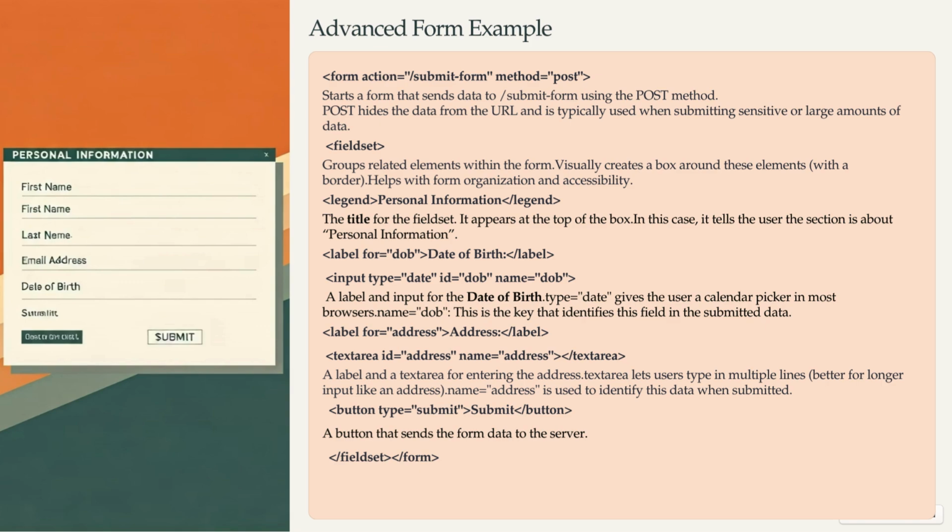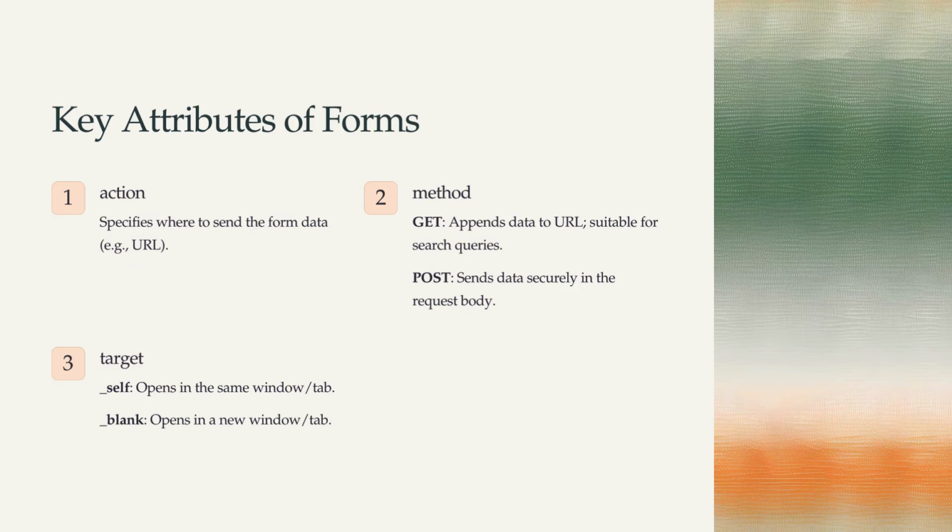Fieldset, form key attributes of forms. One, action specifies where to send the form data. Two, method: get appends data to the URL, suitable for search queries. Post sends data securely in the request body. Three, target: self opens in the same window or tab. Blank opens in a new tab.